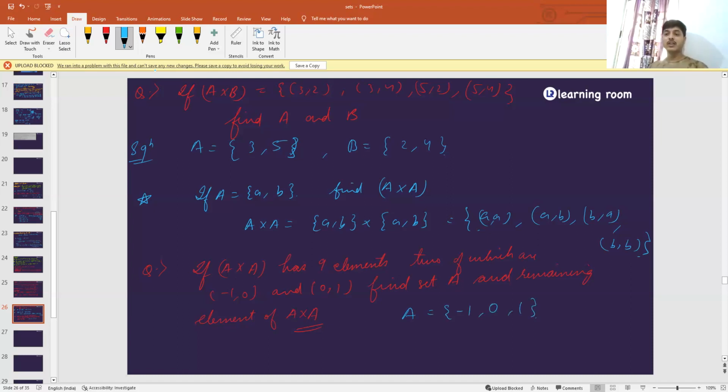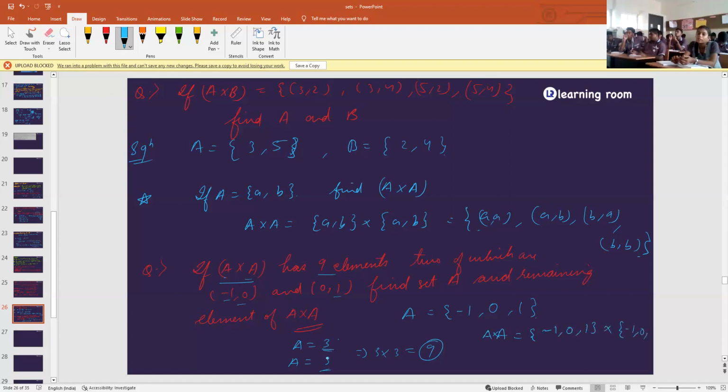Good. Since A cross A has 9 elements, each of them must have 3 elements. A has 3, again A has 3, so 3 into 3 is 9 elements. So we can find 3 elements from here: minus 1, 0 and 1 are 3 different elements. So now you can find all the elements. A cross A is minus 1, 0, 1 multiplied by minus 1, 0, 1. So you can find the rest of the numbers, yes or no? Yes, sir. Okay, right. Write it down.